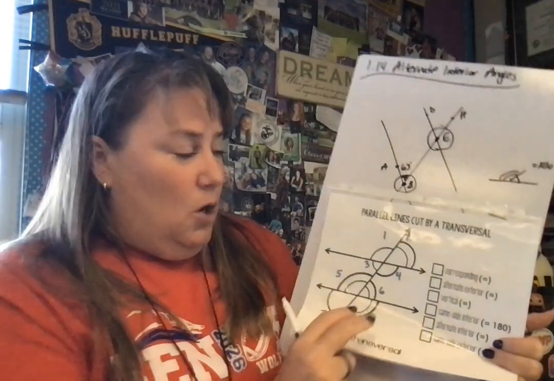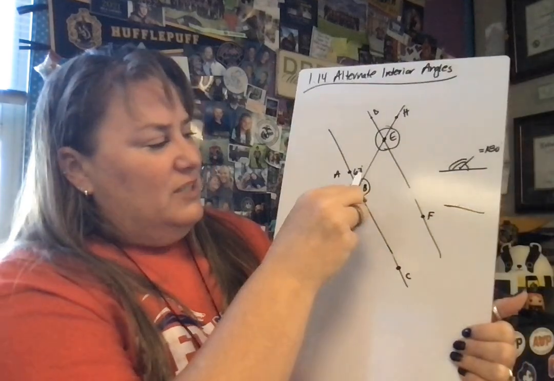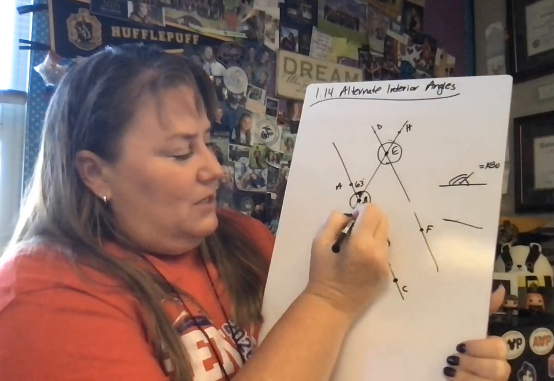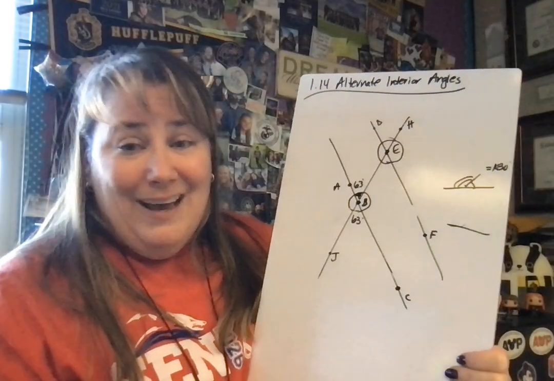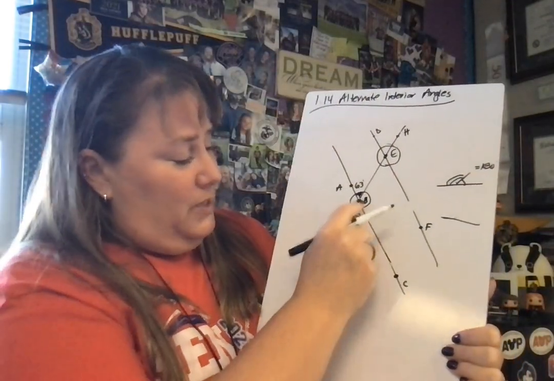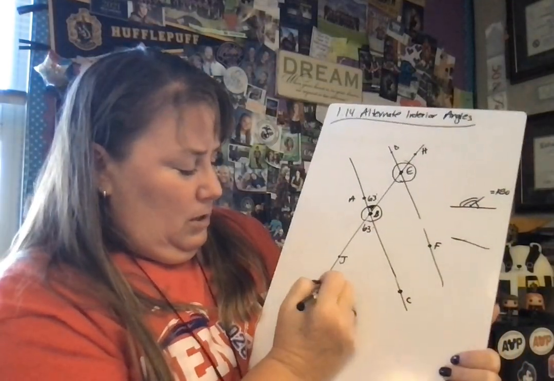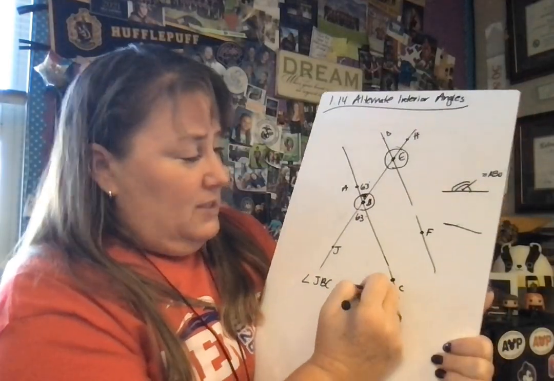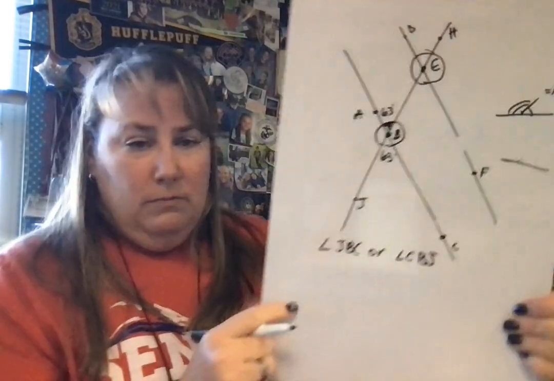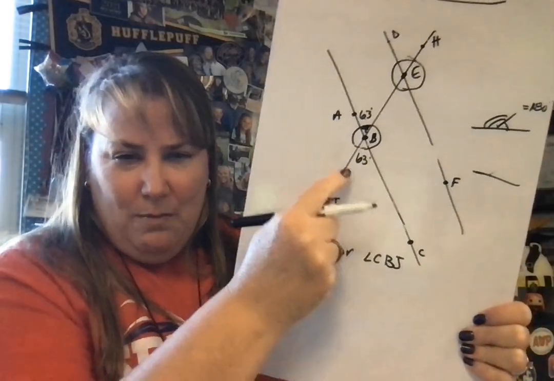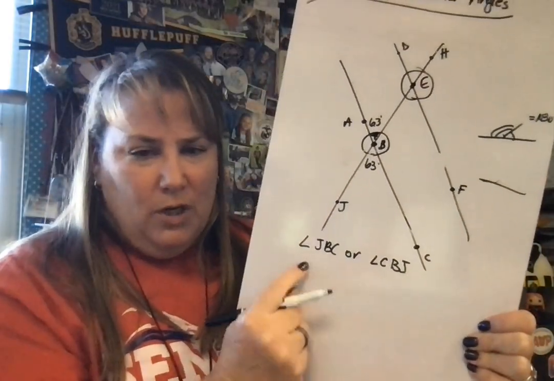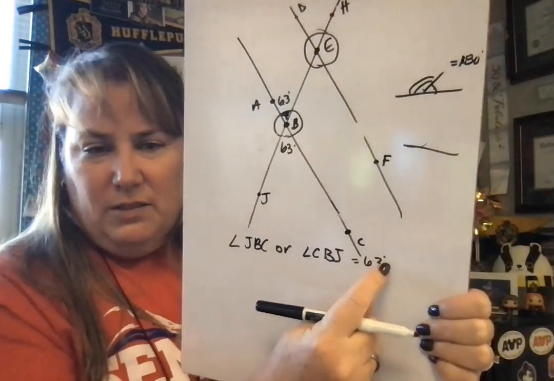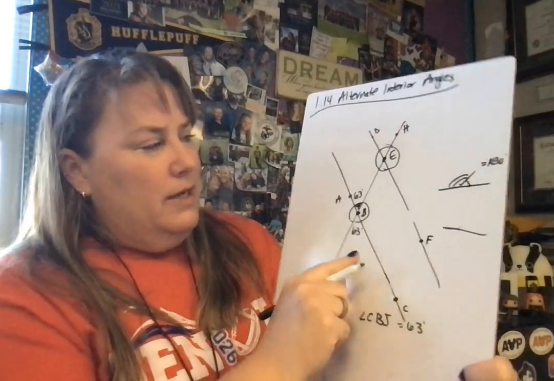Okay? So on this, if this is 63 degrees, I'm going to go diagonal to that, which means this angle is also 63 degrees. And that angle is named JBC. Or you can start from C, angle CBJ. So that's how you name this one angle. It doesn't matter which way you start, okay? And so that equals 63 degrees. Don't forget your degree symbol, okay?